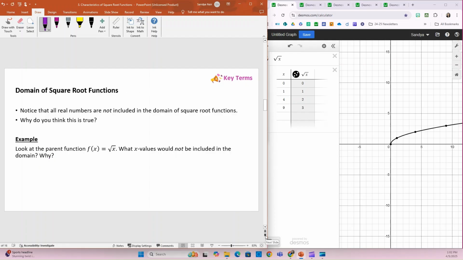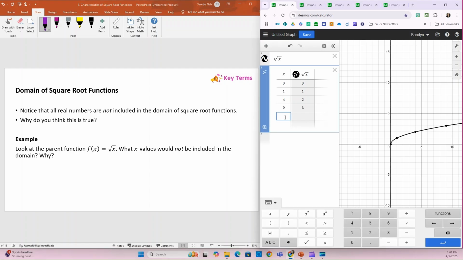So think about this. Notice that all real numbers are not included in the domain of a square root function. So why do you think this is true? Let's look at the parent function f of x equals the square root of x and think about what x values are not included in the domain. So we already said the x values start off at 0 and then go to the right. So this means that negative values like -5 are not included in my graph. Because notice when I type -5 in the table, it says the function is undefined.